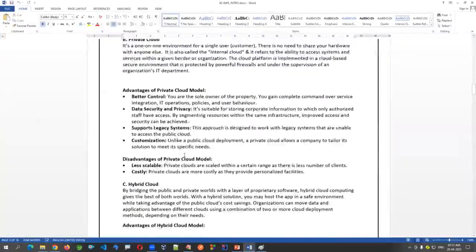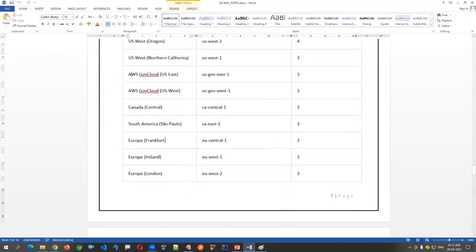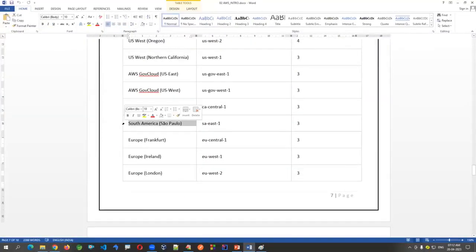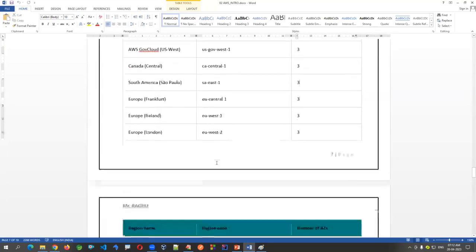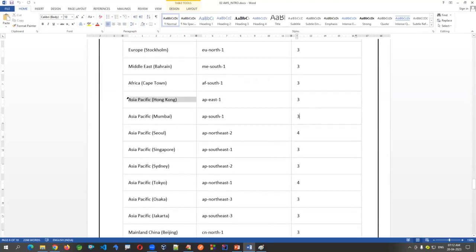You can see these are the availability zones here. For example, you can see South America, they gave the name SA East 1 and 3 availability zones. You can see Mumbai, AP South 1 and 3 availability zones here. Hong Kong, AP East 1, it's a code. No need to remember these codes. And the best approach, you are working in India.